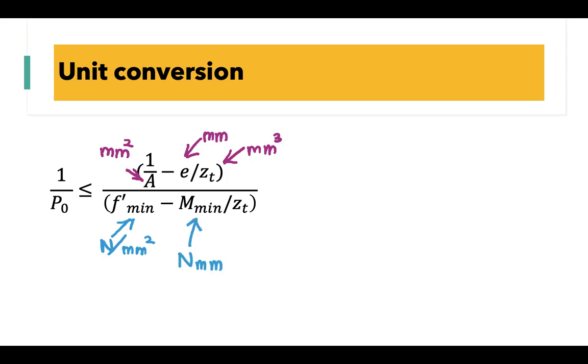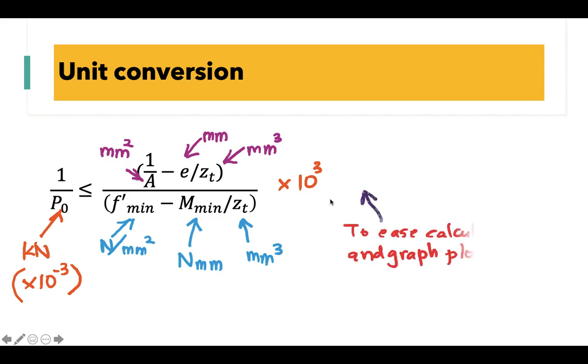Then for M minimum, we need to convert the unit from kilonewton meter to Newton millimeter. As for ZT, it is also in millimeter cube. Since the P naught value is in kilonewton, here we have to multiply with 10 to the power of negative 3. So in the equation, we are going to multiply all this with 10 to the power of 3, in order to compensate for the P naught unit.